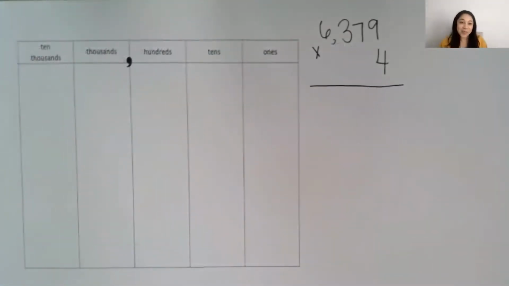On your paper now, write 4 times 6,379 vertically, just like mine. Let's now record the partial products as we multiply each unit. We'll start with the ones. 4 times 9 ones is, that equals 36 ones, or 3 tens, 6 ones. Let's record this in our place value chart at the top as well as in the problem.